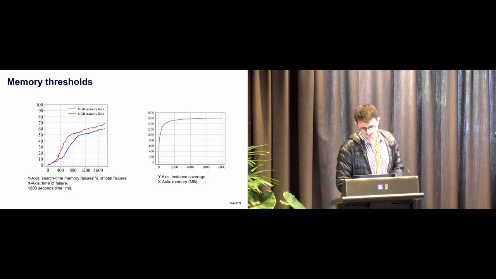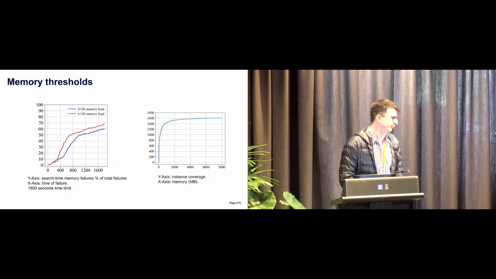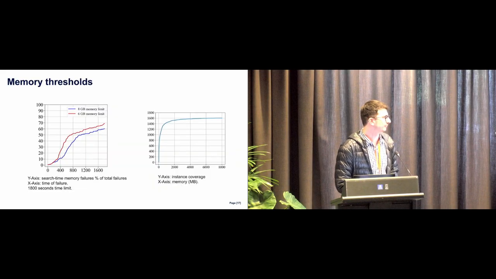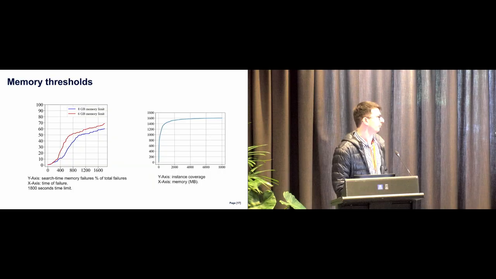And on the right, we have the memory over coverage graph. What the shape of it tells us is that as the memory increases, the probability to solve yet unsolved problem instances greatly diminishes. So if we fall back, chances are we would have failed that instance anyway.